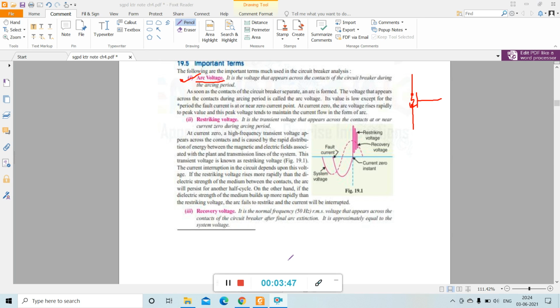Do you understand this arc voltage? It is the voltage that appears across the contacts of the circuit breaker during the arcing period. Its value is low except for the period when the fault current is at or near current zero position. The current zero position is like this: if this is a sinusoidal wave, this is a current zero position, and this is a current zero position.